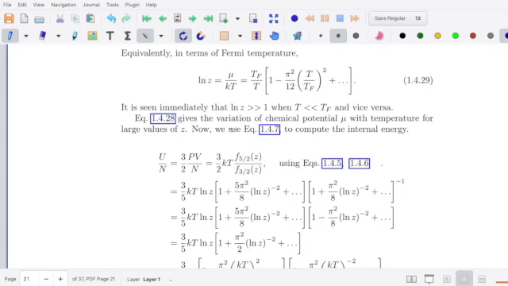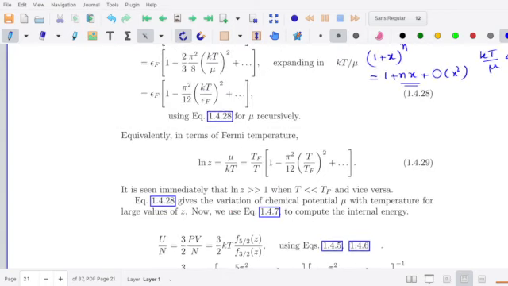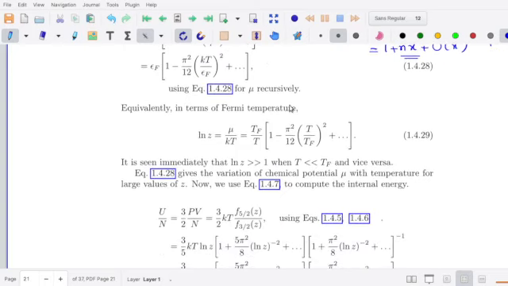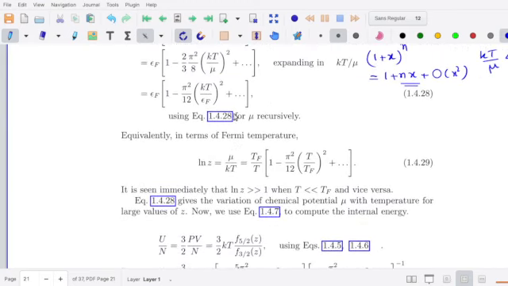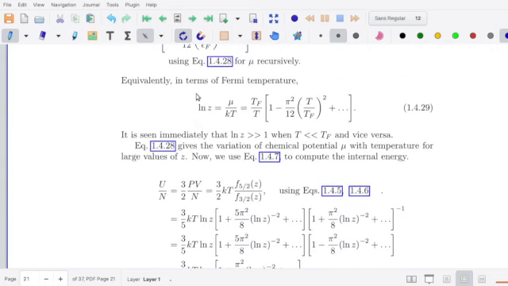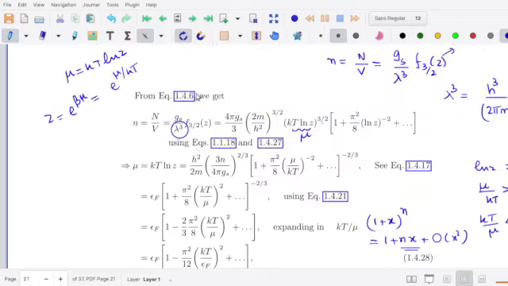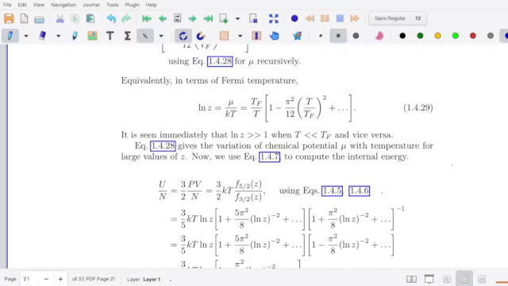Now this equation 4.28 gives the variation of chemical potential mu with temperature, and that is valid for large values of z. The internal energy can be calculated using the formula. U is equal to 3 by 2 PV. So U by N is equal to 3 by 2 PV by N.